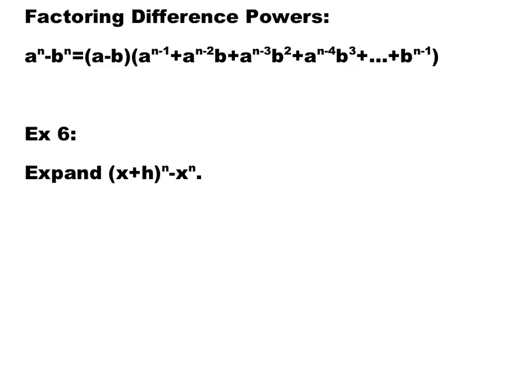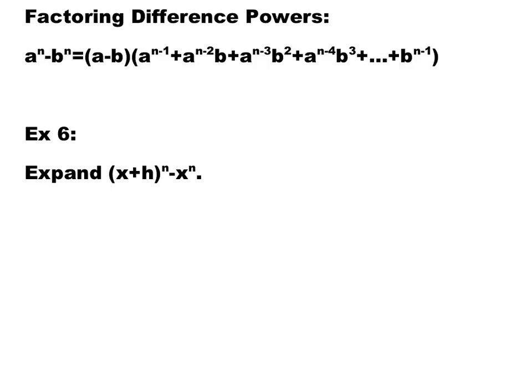The next topic is factoring difference of nth power. For instance, a exponent n minus b exponent n can be factored in the form of a minus b times a exponent n minus 1 plus a exponent n minus 2 times b plus a exponent n minus 3 b squared and so forth to b exponent n minus 1.